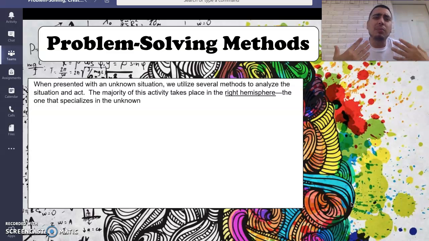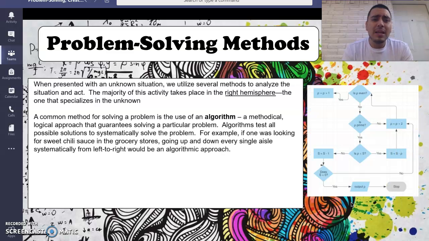So we're talking about cognition, problem-solving methods, right? We need to know that when presented with an unknown situation, we actually utilize several methods to analyze the situation and act. So the majority of this activity takes place in the right hemisphere, the one that specializes in the unknown. Now, the right hemisphere helps us also with things like facial detection and very logical systems of language and things of that nature. So remember, the left side of the brain is the creative side, the right side of the brain is very, very logical.